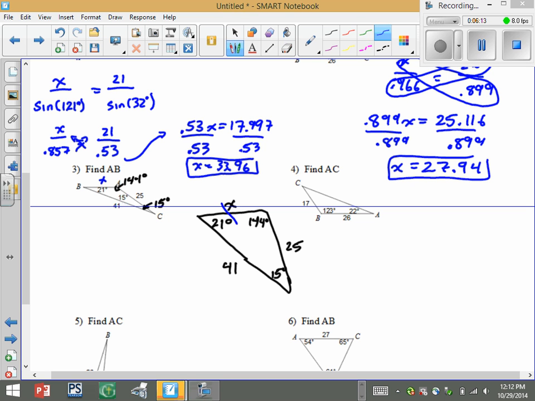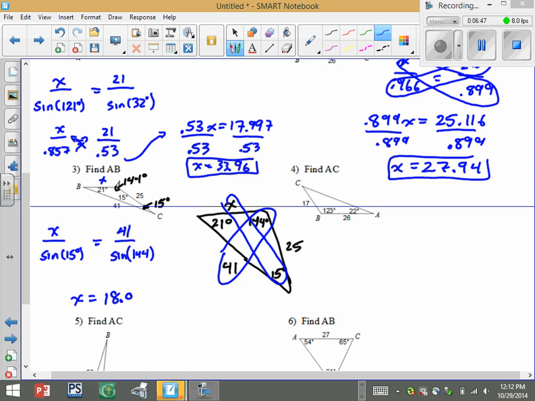I'm going to give myself room to work. One we definitely want is to keep X and 15, so we do X over the sine of 15 degrees. That'll be equal to, since we have all three sides and all three angles, you can pick which one you want to use. I'll just use 41 over sine of 144. At this point, go to the calculator and do your work, and what you should end up with is 18.05.